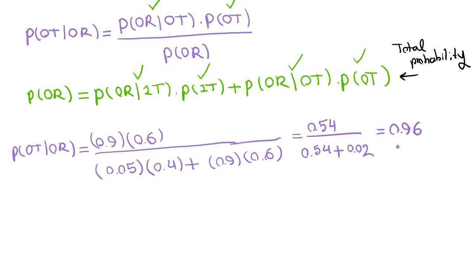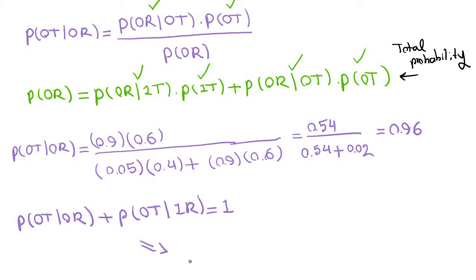You might ask, what would be the probability of transferring 0 while I'm receiving 1? So I have this one, 0 transferred given 1 received. Now this should be 1. So therefore I can also calculate the probability of transferring 0 while I'm receiving 1, which is about 0.04.